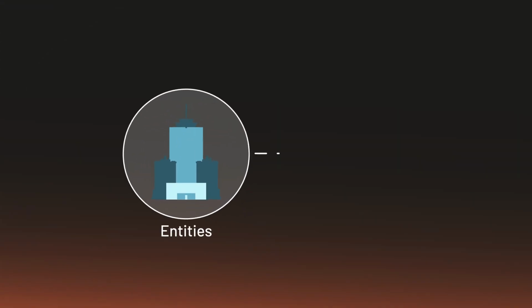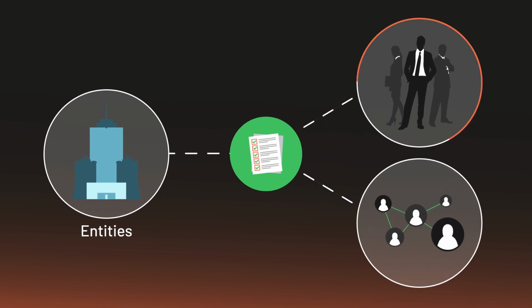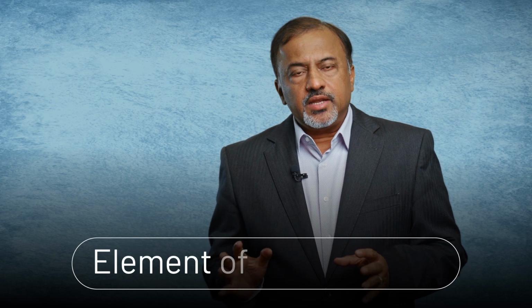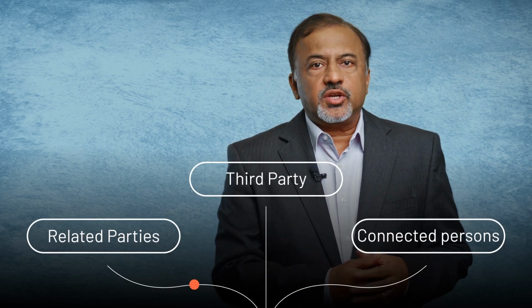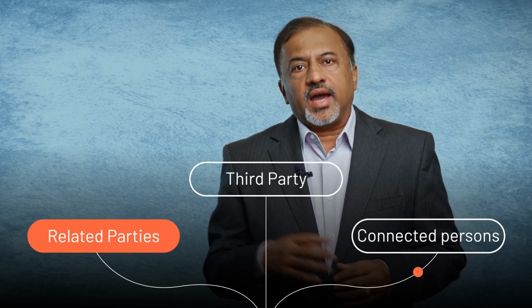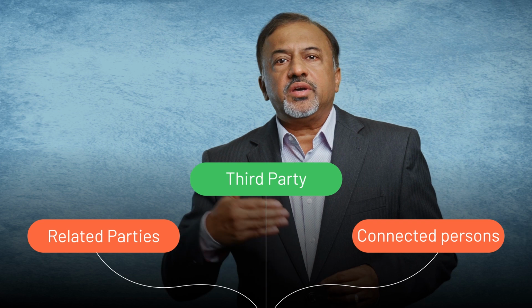Transfer pricing is a very important concept that is part of the UAE Corporate Tax legislation. So far, entities were free to choose the kind of pricing they would deploy for related parties and connected persons. However, within transfer pricing, there is an element of arm's length. What it basically means is that the pricing that you deploy for related parties and for connected persons should be something which is similar to what you deploy with a third party.